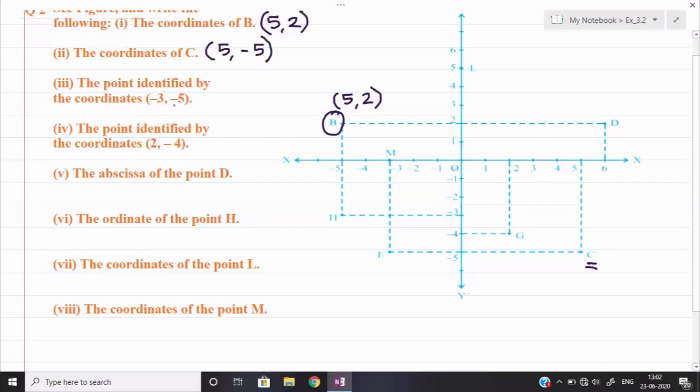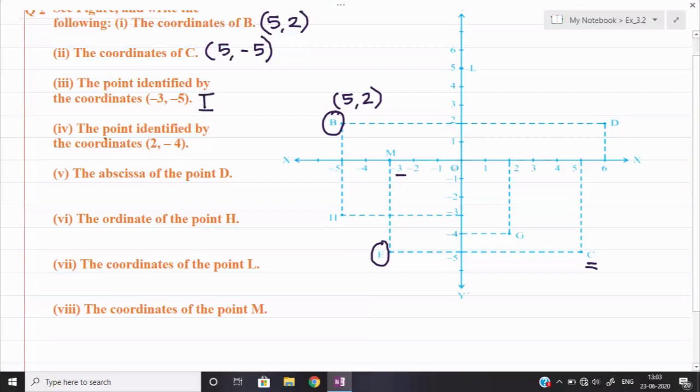Now similarly, they are saying the point identified by (-3, -5). So -3, where is -3? You observe on the x-axis. Remember, the first number is the x coordinate and the second one is the y coordinate. So on the x-axis, where does -3 lie? Yes, here -3 lies. Then we need to go to -5. So -5 lies on the y-axis. So from -3 we shall go down till -5. Observe, this is the point they are talking about. So this point is point I. So your answer will be I.